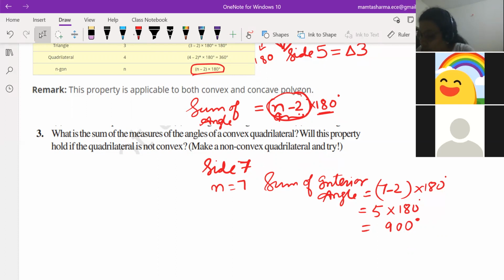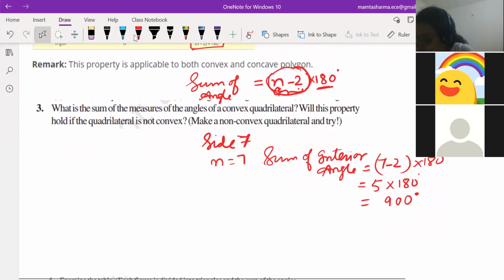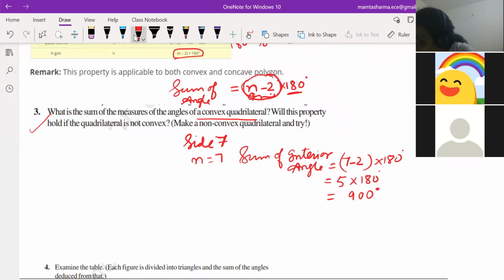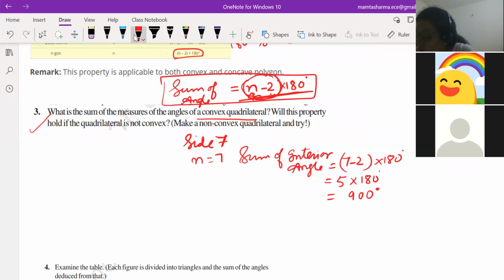Okay. So what is the sum of measure of angles? Let's do this question quickly. What is the sum of measure of angles of a convex quadrilateral? Now this formula is applicable for convex as well as concave shapes. This formula is applicable for all types, convex as well as concave.